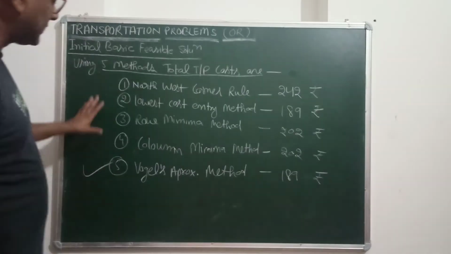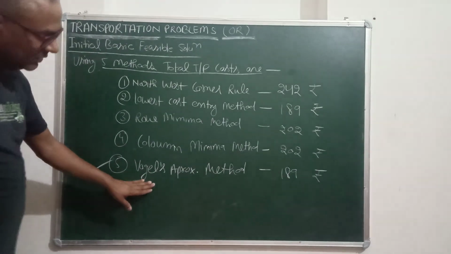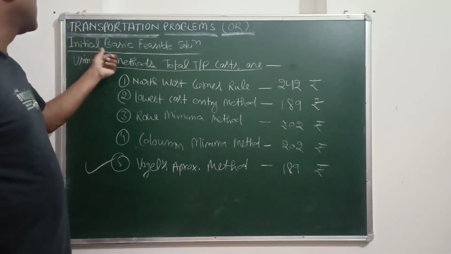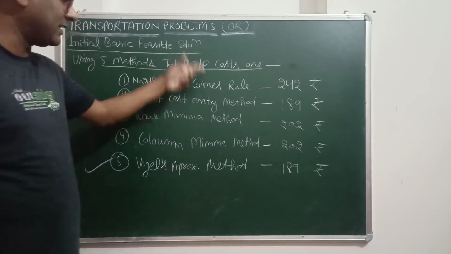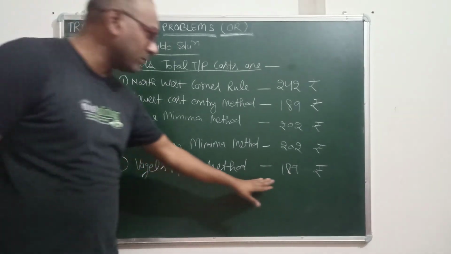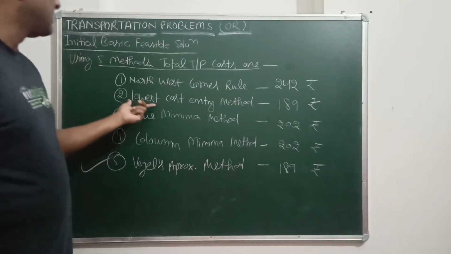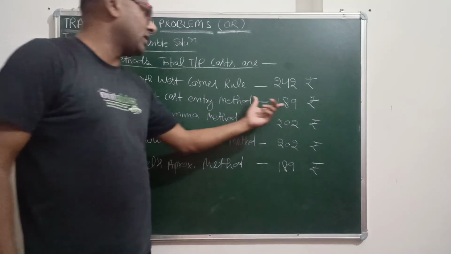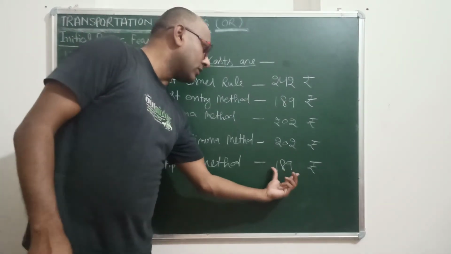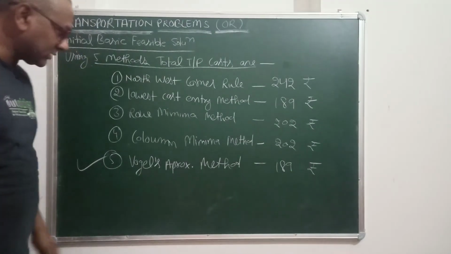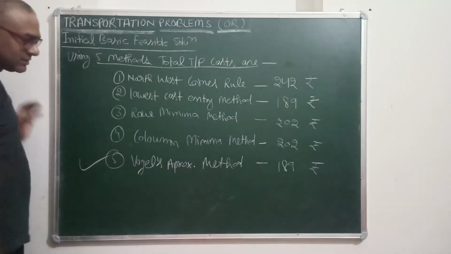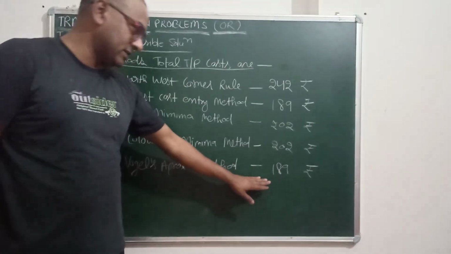So it proves that the Vogel approximation can be the best method for finding the initial basic feasible solution, and it always provides the minimum cost if compared with all 5 methods. In this case, by chance the lowest cost entry method also has the minimum cost equal to that of the Vogel approximation method, but most of the time you will see that the Vogel approximation is the best method.